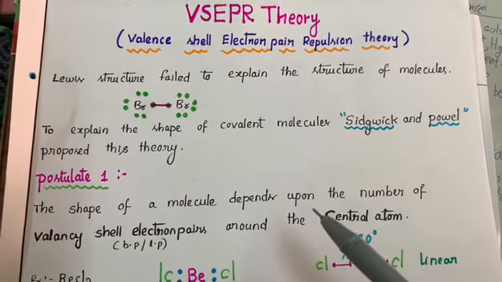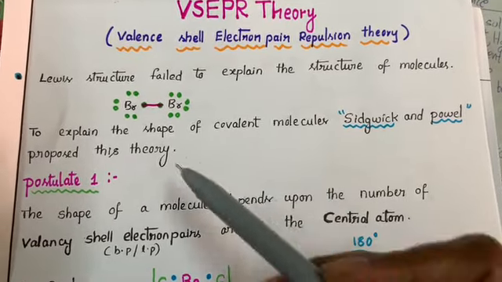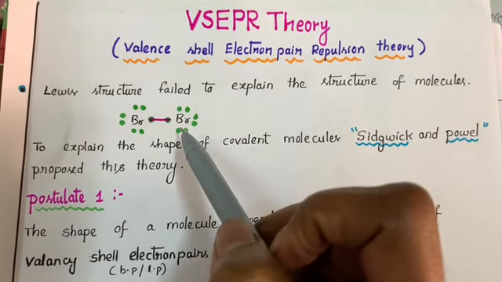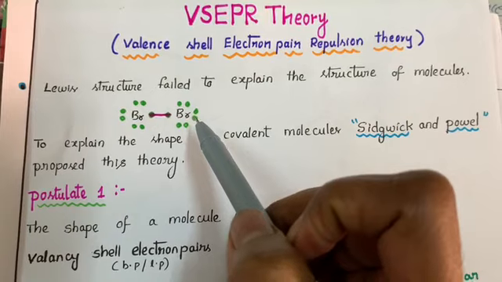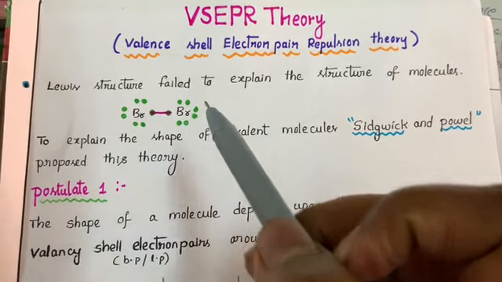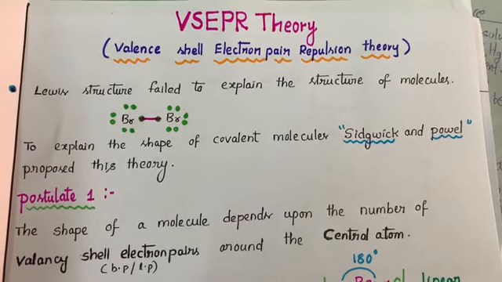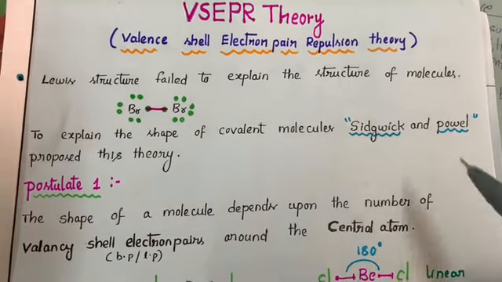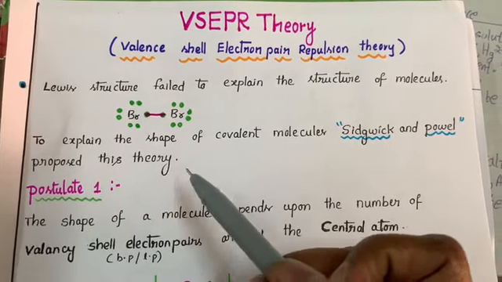So why did they propose this theory? The Lewis structure basically gives information about the outermost electrons, right? Here you can see the outermost electrons. But the Lewis theory could not explain the shape of a given covalent molecule. So to explain the shape of the given covalent molecule, the scientists Sidgwick and Powell proposed the VSEPR theory.